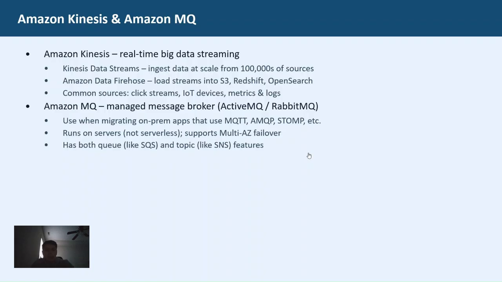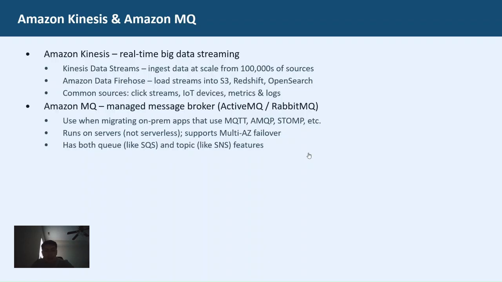Kinesis is for real-time data streaming. Kinesis Data Streams ingest data from hundreds of thousands of sources, IoT devices, clickstreams, logs, with low latency. Amazon Data Firehose loads those streams into S3, Redshift, or OpenSearch.